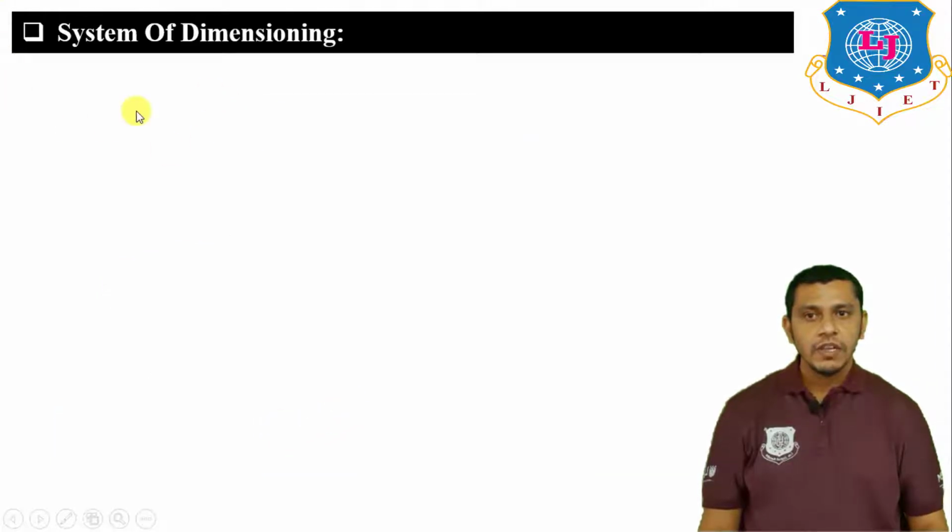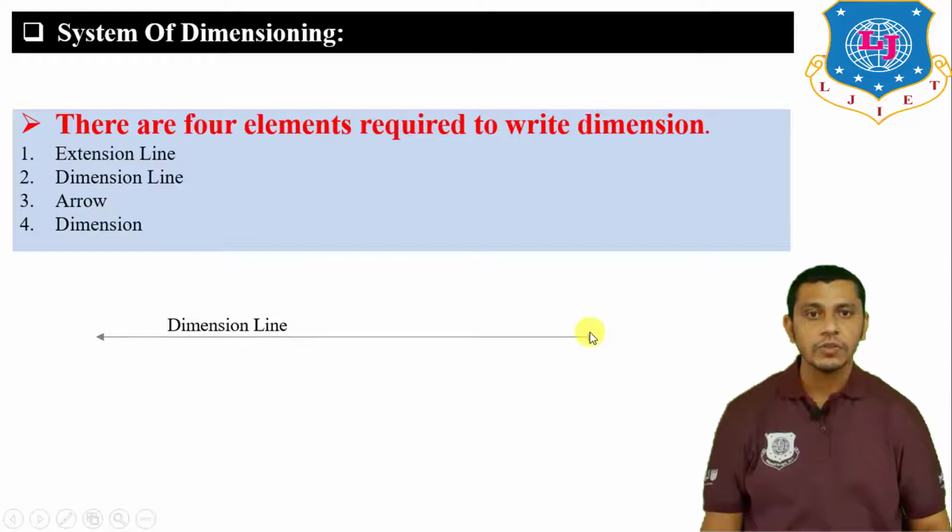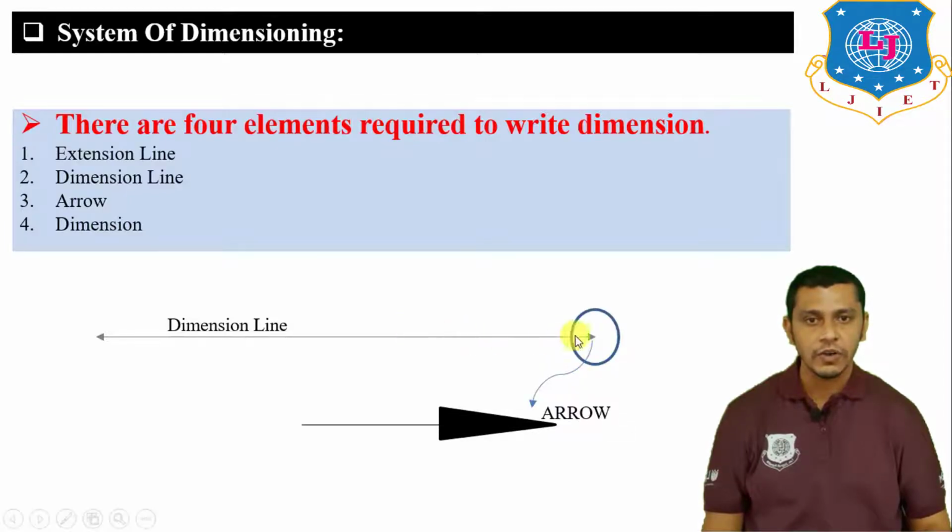If you want to give the dimensions, there are four elements which are required. First is extension lines, then dimension lines, dimensions, and arrow. We have just explained the extension lines, dimension lines, and dimensions. Now what about the arrow? For that, let us take our dimension lines. You can see that the dimension lines are added with the arrowhead. So this arrowhead also has some particular dimensions. So let us take a look at the arrow.